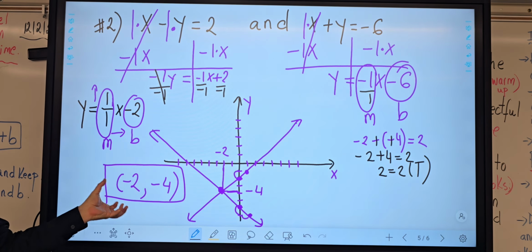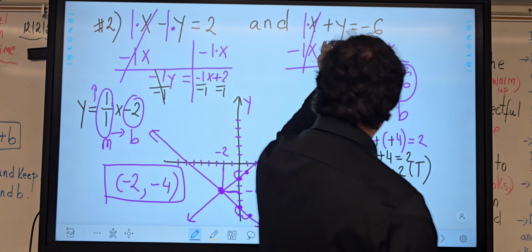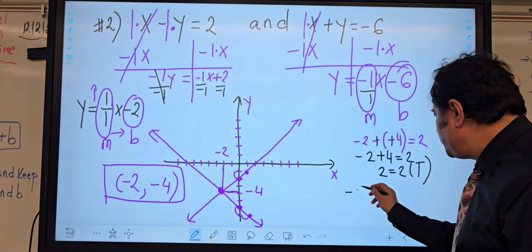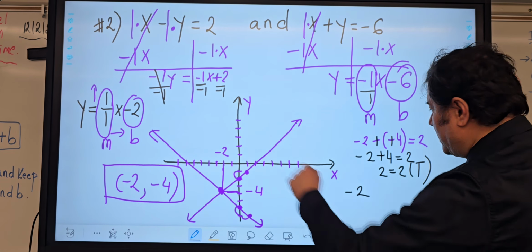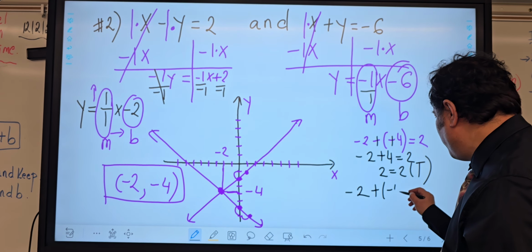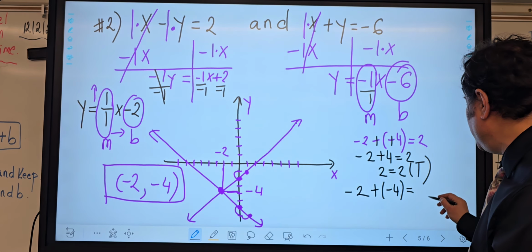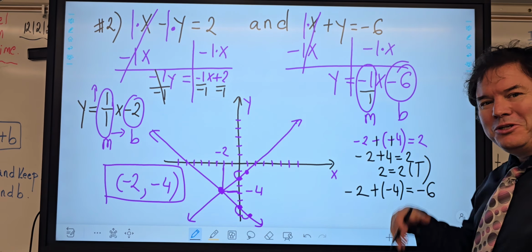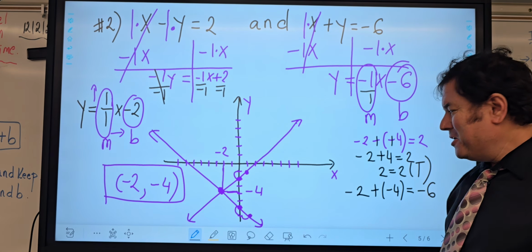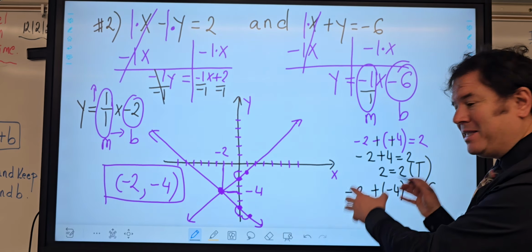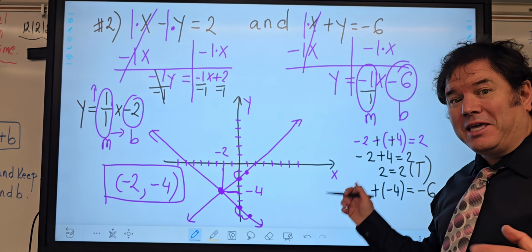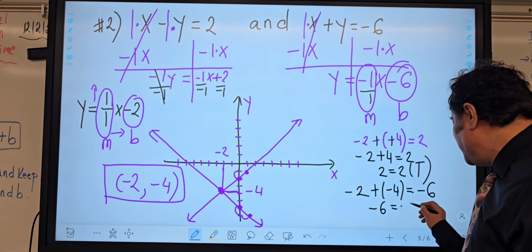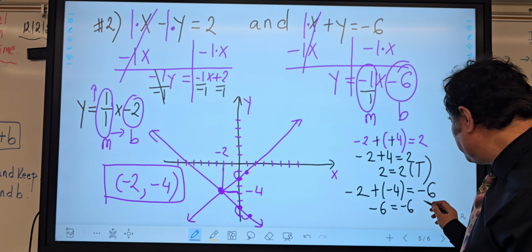Let's see if the solution satisfies the second equation, if we get a true statement for the second equation. So instead of x, we are going to put negative 2. So we have negative 2 plus y. So y is negative 4. So we have plus negative 4 equals negative 6. And obviously, the same thing, negative 2 plus negative 4, just like adding and subtracting integers. Remember, same signs, right? Add, we are going to add the numbers and keep the sign. Negative 2 plus negative 4, we get negative 6. Negative 6 equals negative 6. And this is a true statement.